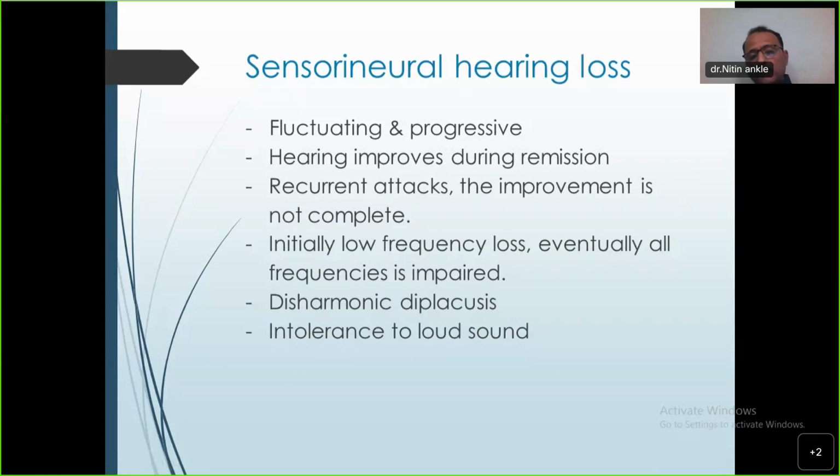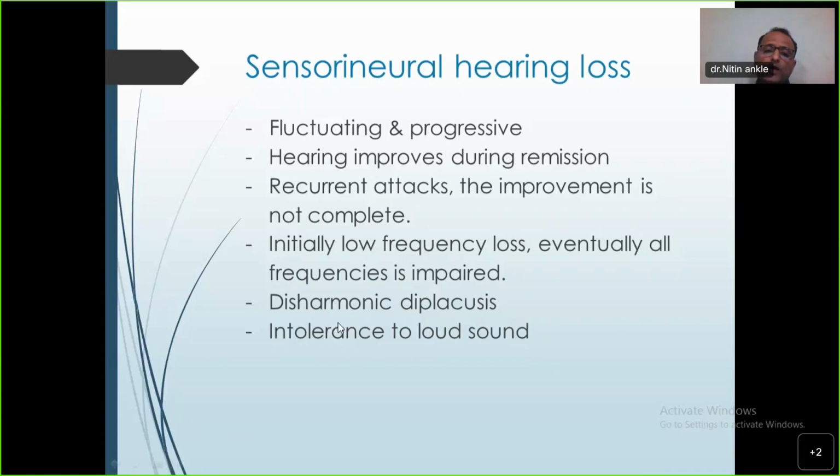Say during the attack, if he has around 60 to 70 decibel hearing loss, afterwards he becomes normal, but some 10 to 15 decibel hearing loss persists. With the next and next attacks, it will go on increasing, and later on will ultimately cause total sensorineural hearing loss. Typically, it is initially in the lower frequencies, later on in the higher frequencies.